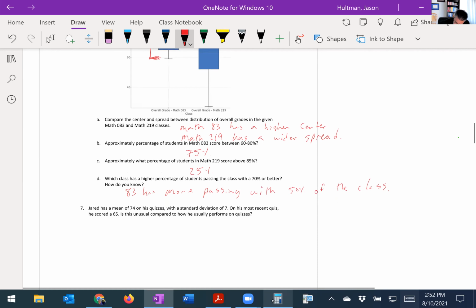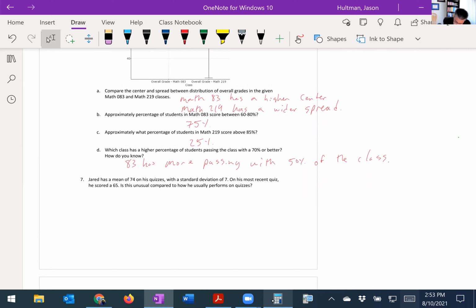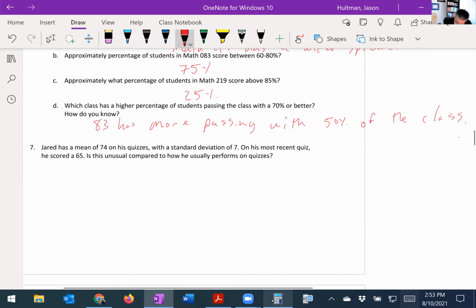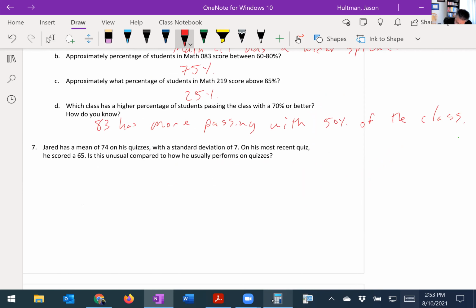Jared has a mean of 74 on his quizzes with a standard deviation of 7. On his most recent quiz, he scored 65. Is this unusual compared to how he usually performs on his quizzes? So let's see. Let's do a z-score here. So z is equal to, remember, x minus mu over standard deviation, sigma. So we're going to compare 65, his new score, to his mean, which is 74, over 7.